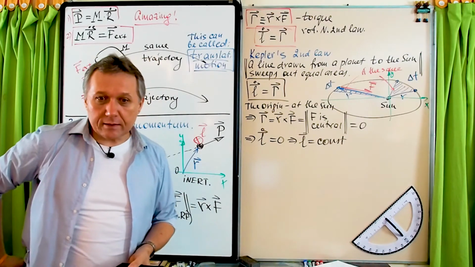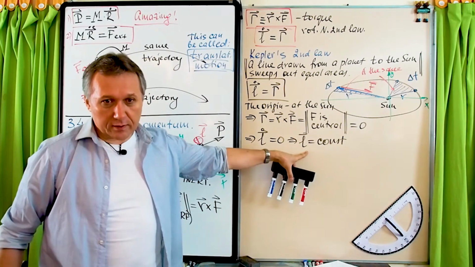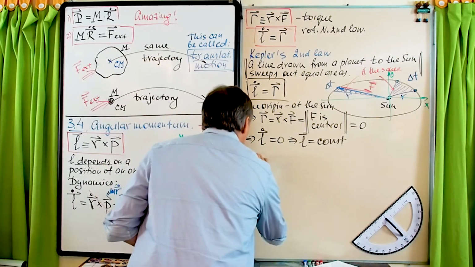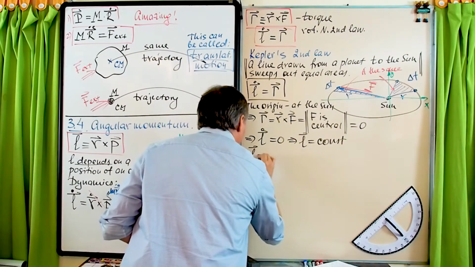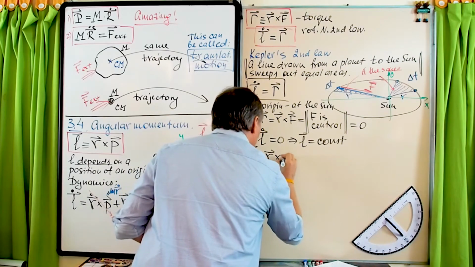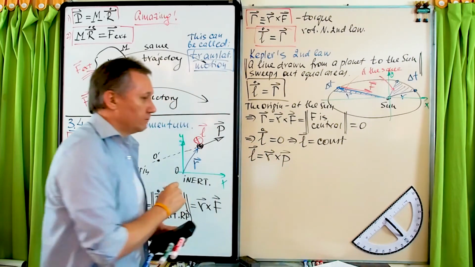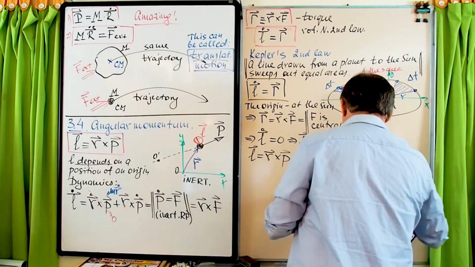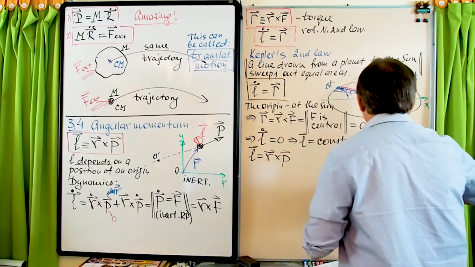So L is a vector. L is constant as a vector, right? So it means what? Let me write underneath. L by definition is R cross P. And L is constant. So let me draw over here. Let's say this is my L.